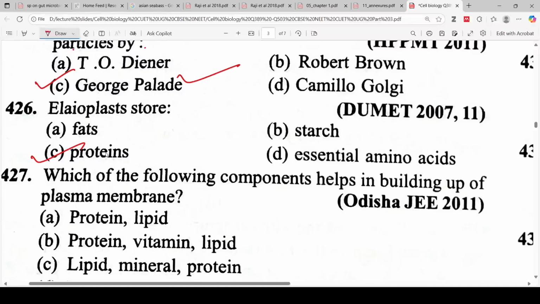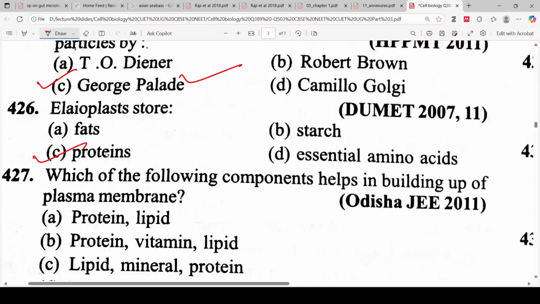Next question, elaioplast store fats, aleuroplast store proteins.